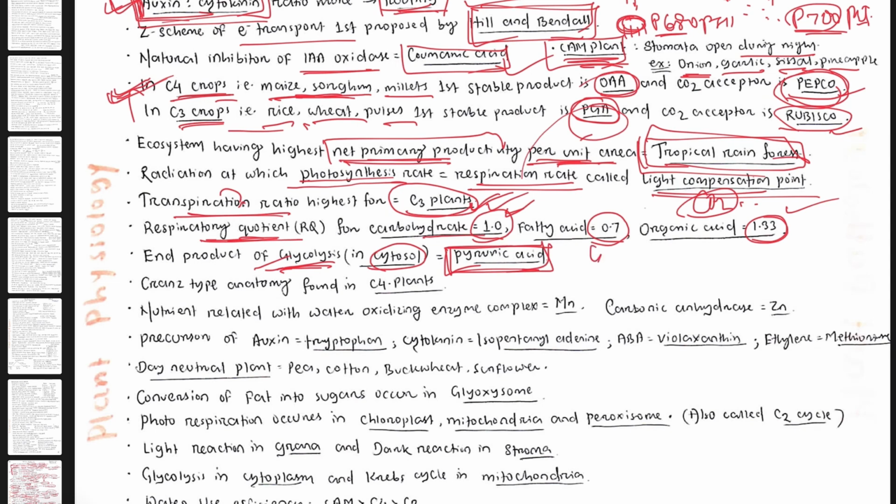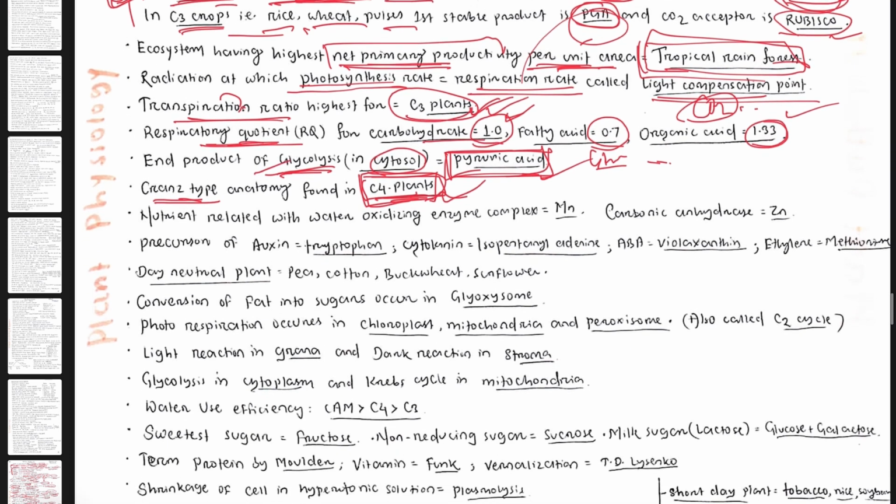You know the cycle, right? Glucose, then glucose 6-phosphate, right? Like that. So the last product, the end product, is pyruvic acid. Kranz type anatomy is found in C4 crops. Okay, Kranz type anatomy is found in C4 crops.